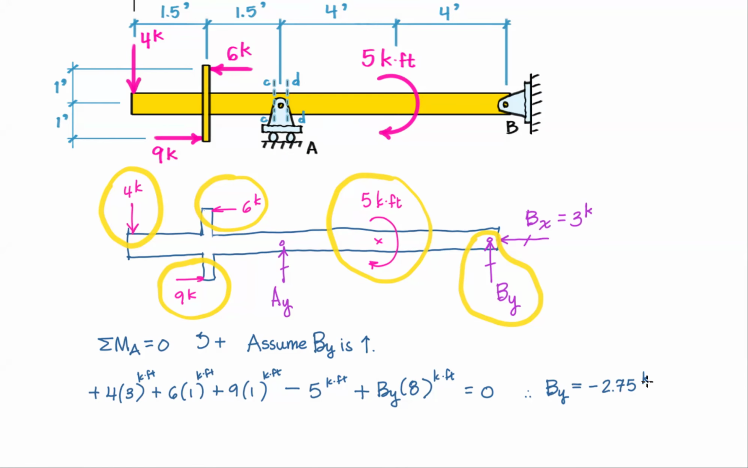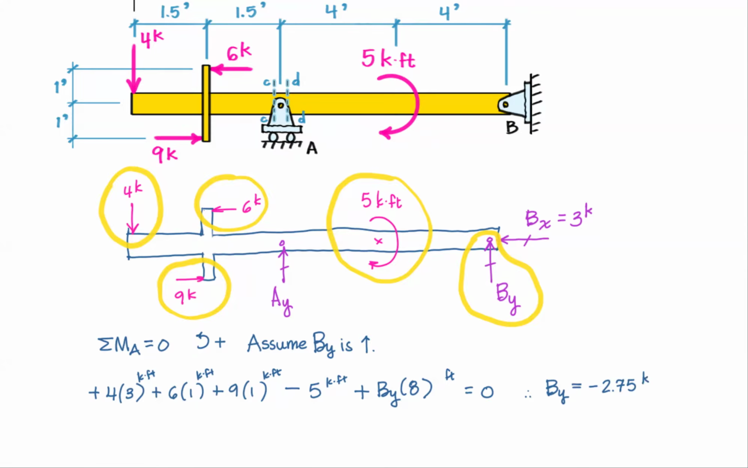Okay. And oh, let me fix one thing with the units actually. So this is in feet here. That's why my answer is back to kips, right? Because I divided everything by the feet. When I divided by 8 feet, I get back to kips there.